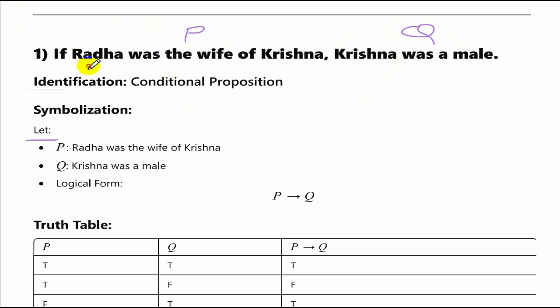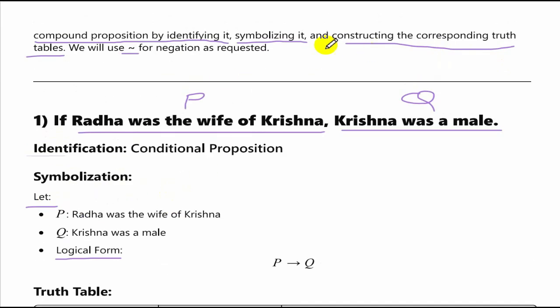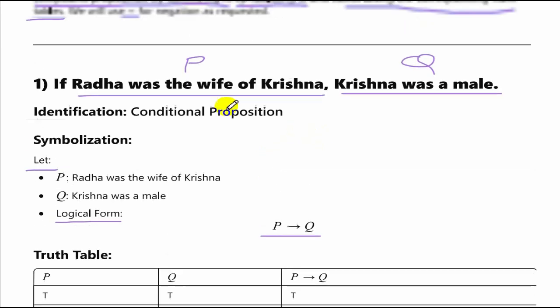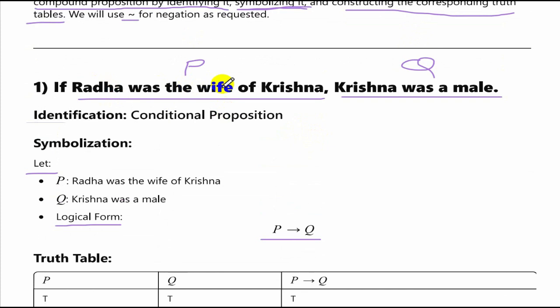So Radha was the wife of Krishna, P. Krishna was male, Q. So let P be Radha was the wife of Krishna, Q be Krishna was a male. Now what will be the logical form? Because they will tell us 3 things. Symbolize it. Symbolize it means give its logical form. Okay. So we have just symbolized it like this, and then finally we'll symbolize P implies Q. If then. So if P is the wife, then Q is male.